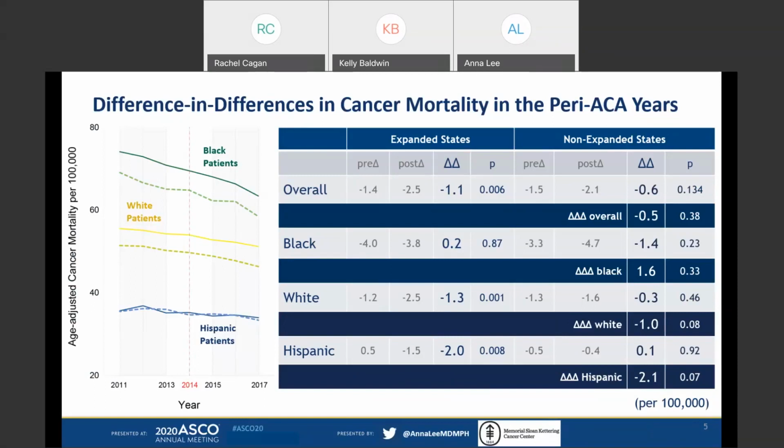Upon closer look of subpopulations represented by the graph on the left, with expanded states being the dotted lines and non-expanded states being the solid lines, you can already see that there are large disparities in cancer mortality rates between Black, White, and Hispanic populations, with Black patients having absolute highest overall cancer mortality. Specifically, in the Black population, you can see that the overall cancer mortality rate was improving at a greater rate than with Whites and Hispanics. And this may be why we were unable to find a differential benefit from Medicaid expansion in this population. Interestingly, although the graph is unimpressive in the Hispanic group, we found the greatest differential cancer mortality benefit in this population at 2.1 per 100,000 people.